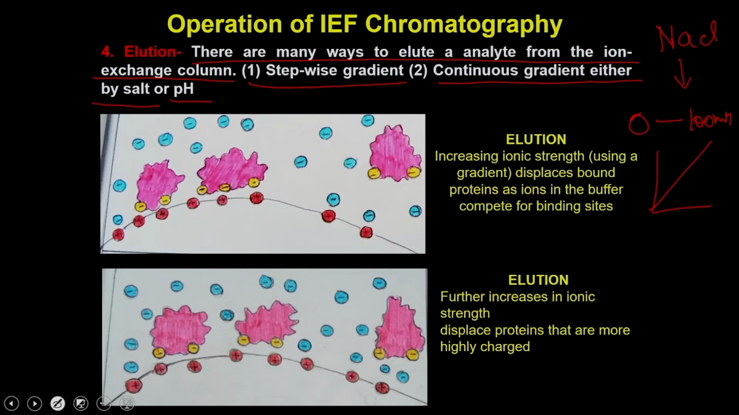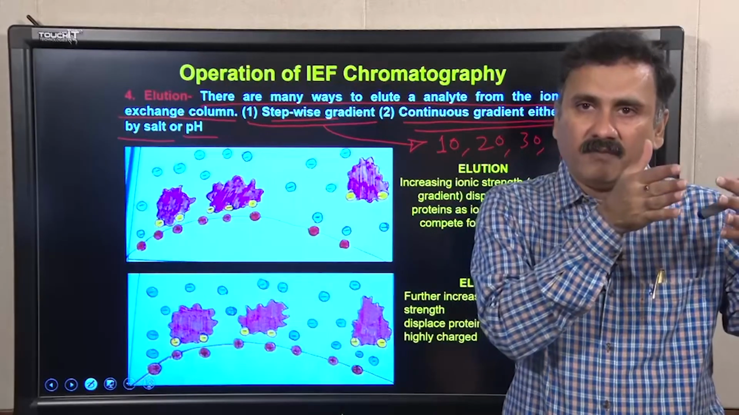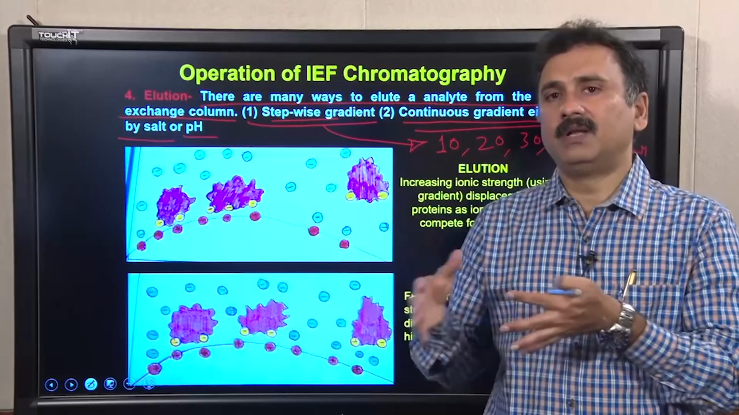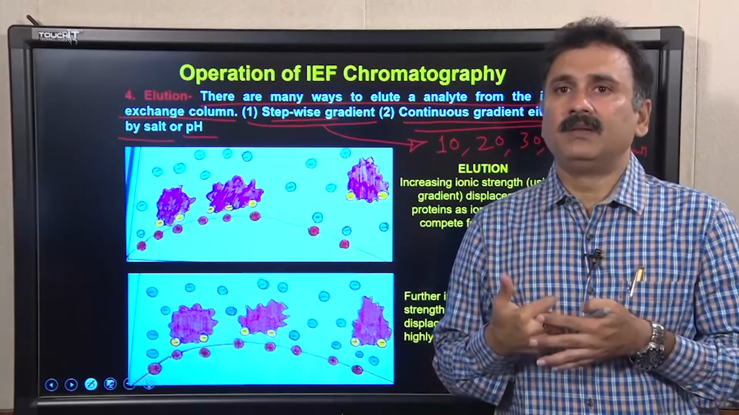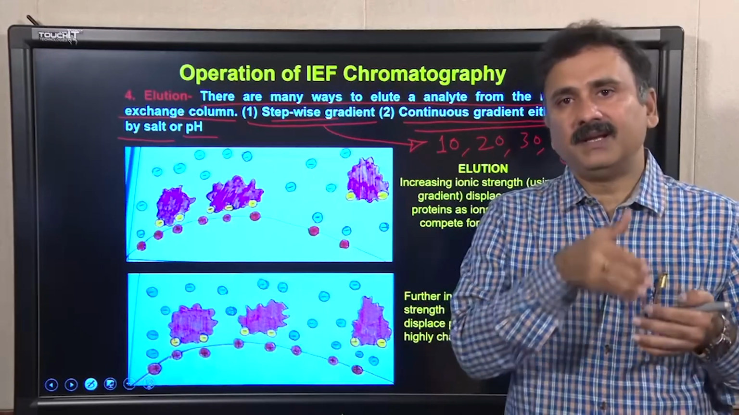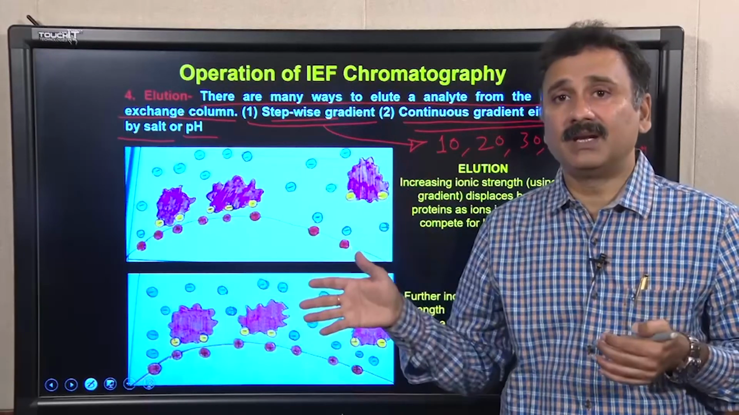The second is the stepwise gradient, where I can take 10 millimolar, elute something, then I take 20, then 30 and so on, and ultimately I take 100 millimolar. That is called the step gradient, whereas the continuous gradient means I follow a process that maintains a continuous gradient, which means after every microliter that is added into the system, some amount of sodium is added, and that is how it maintains the linear gradient.